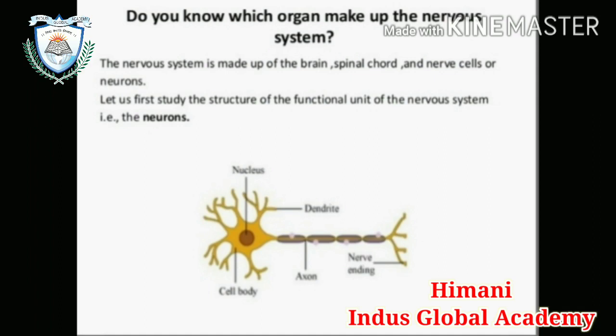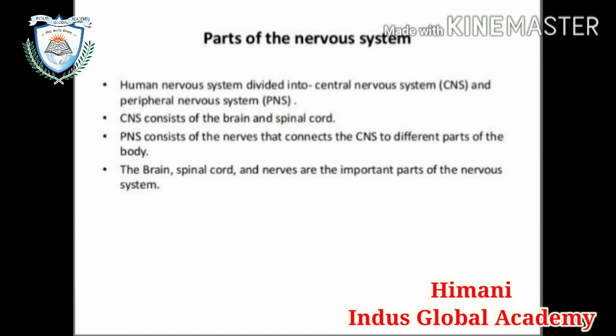You can see the structure of a neuron. Now, parts of the nervous system. The human nervous system is divided into two parts, CNS and PNS. CNS is the central nervous system, PNS is the peripheral nervous system. CNS basically consists of the brain and the spinal cord, and PNS consists of nerves which connect the CNS to the different parts of the body. The brain, spinal cord and nerves are the important parts of the nervous system.